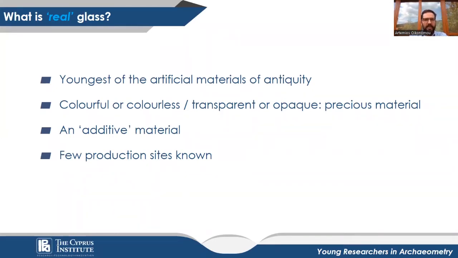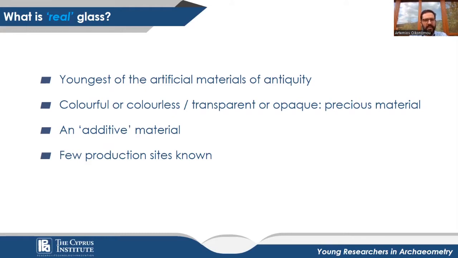Real glass has unique properties. It can be colored like no other material. It can have bright blue, green, red, yellow colors with various combinations and hues. And at the same time, it can be transparent, or it can be completely opaque. Therefore, glass was considered a precious material, especially in the late Bronze Age and the subsequent periods.